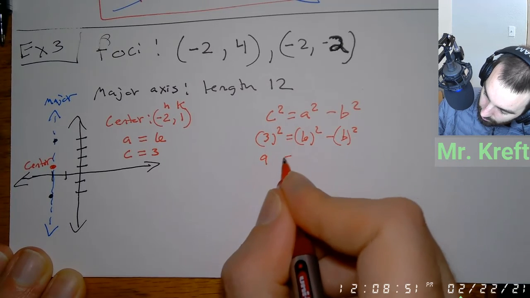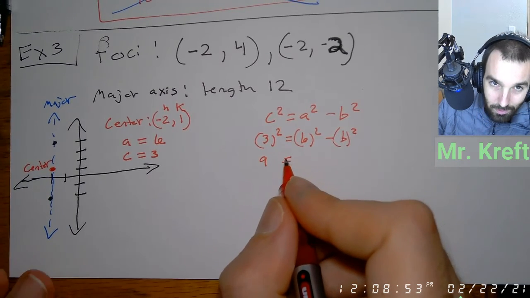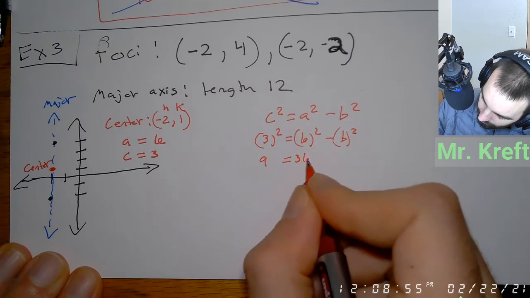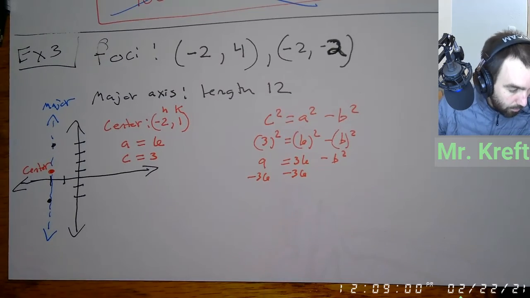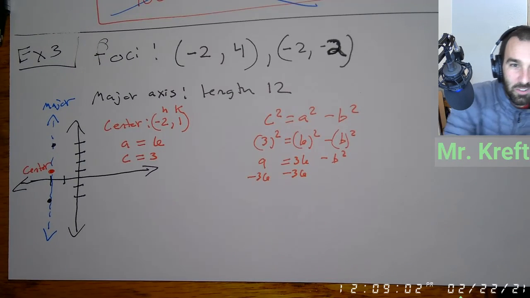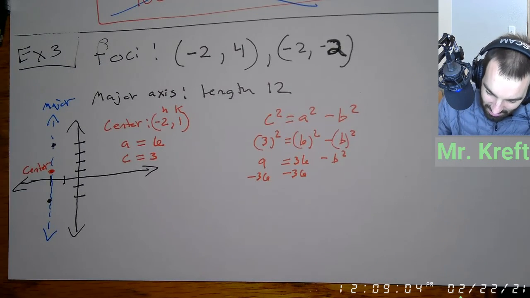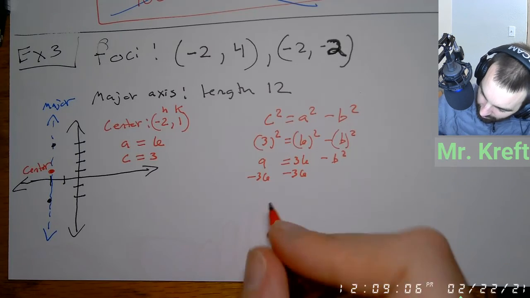So what is that? 3 squared is 9. 6 times 6 is 36. Minus 36. And I'm really scared of getting this wrong, so I'm going to use a calculator because I don't like making mistakes.